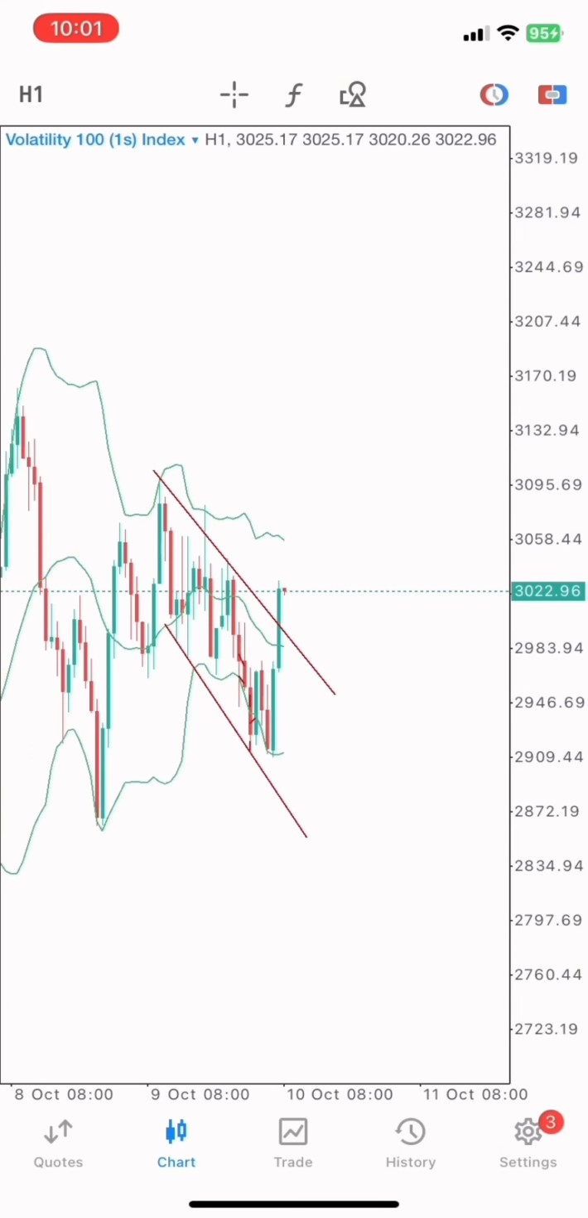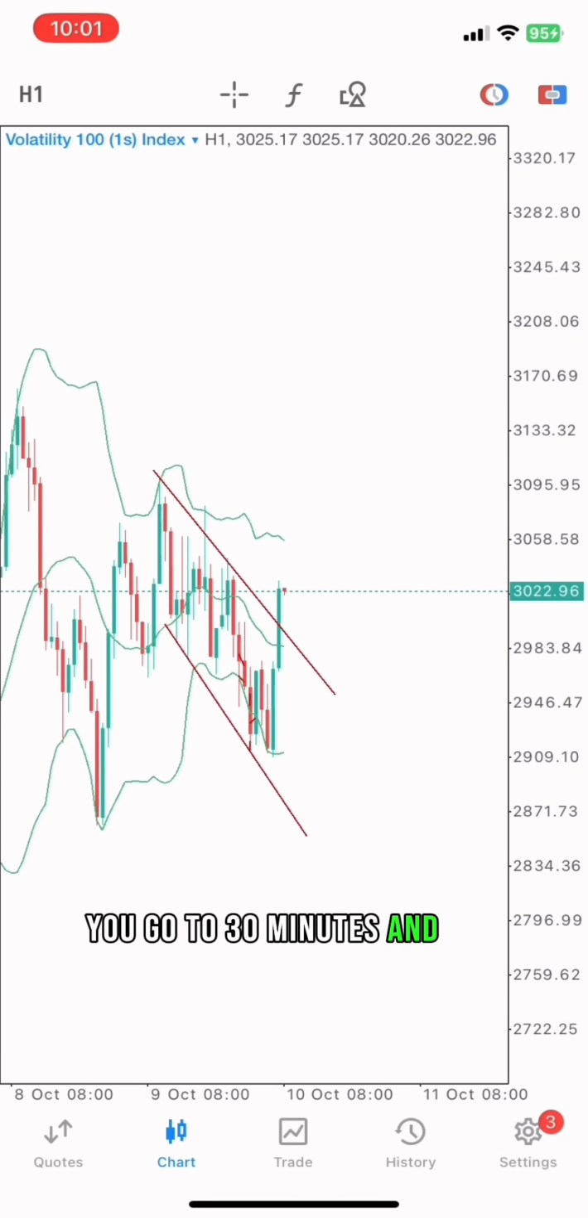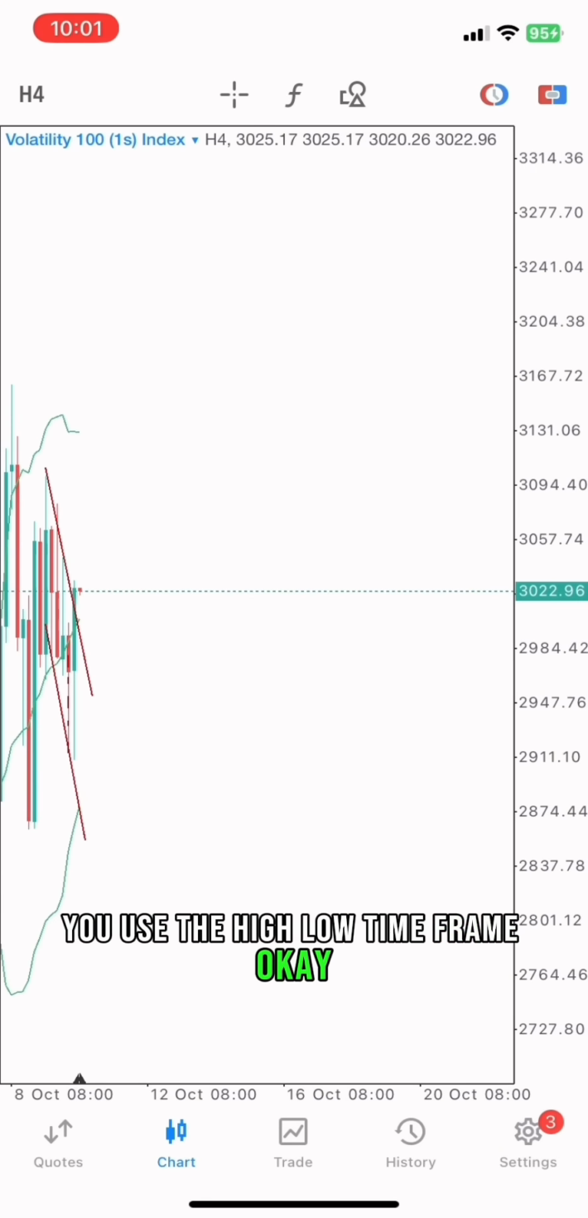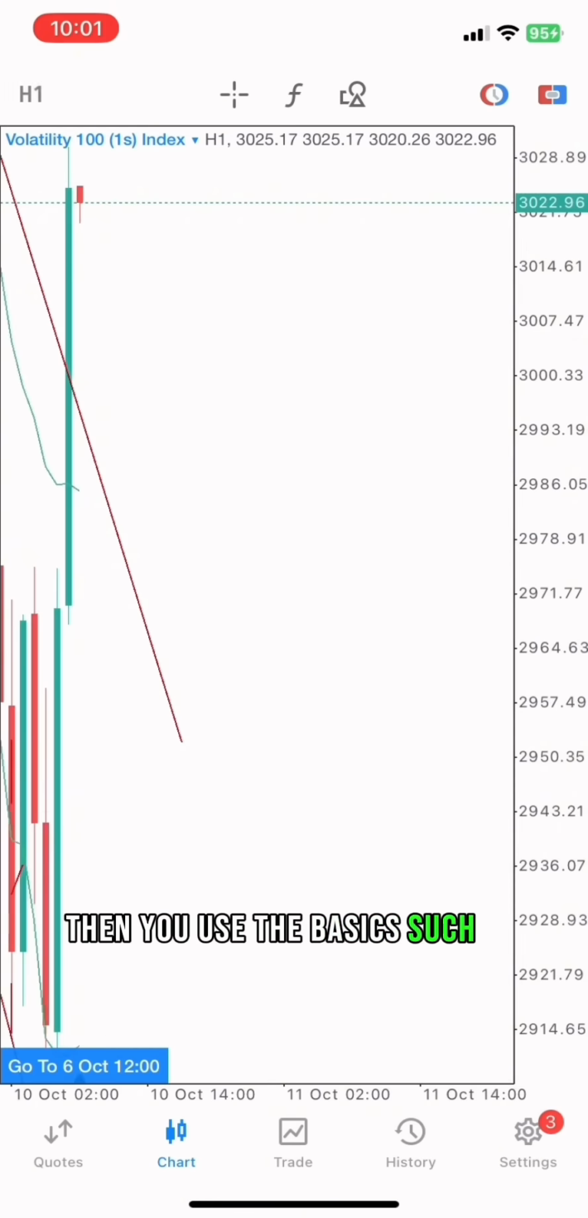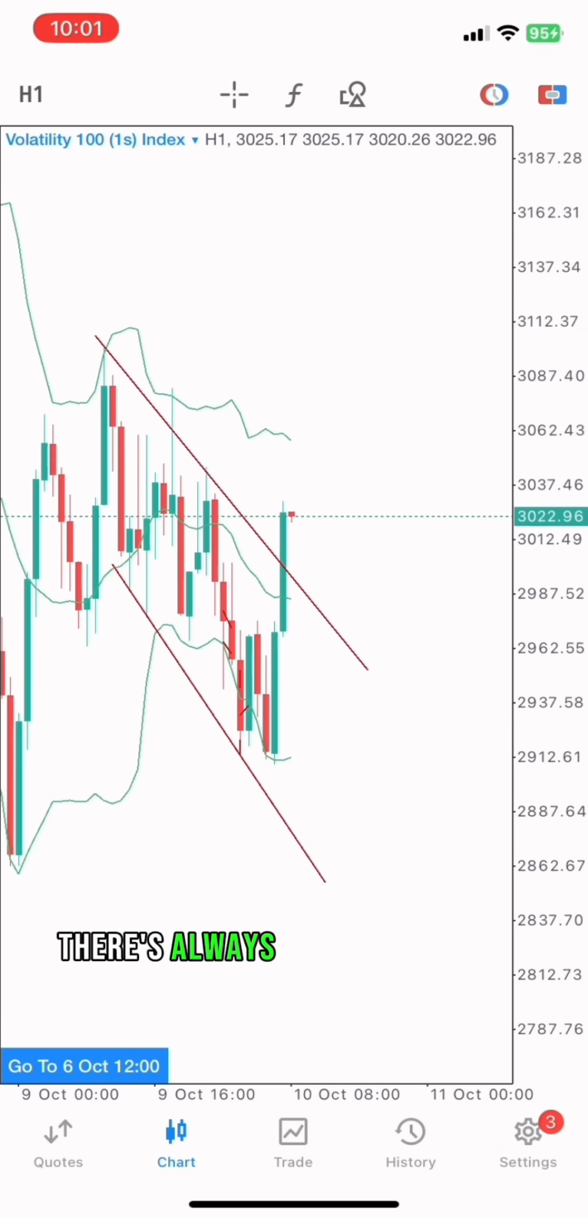Okay, you go to 30 minutes and use that. You use the lower time frame, not the higher time frame. You use the lower time frame. Okay, if you use the higher time frame, such as this one, then you use the basics, such as that after breakout there's always a trend line.